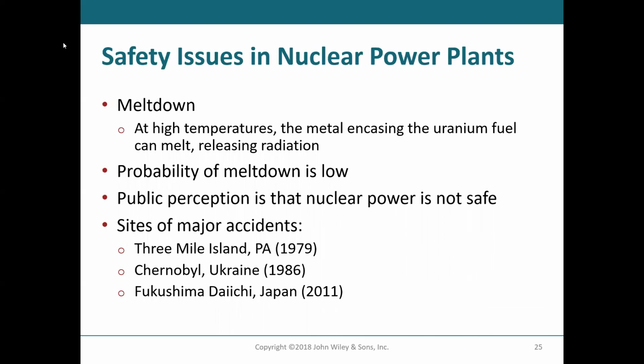Safety issues in nuclear power plants. There could be meltdowns at high temperatures. The metal encasing the uranium fuel can melt, releasing radiation. However, since the 1980s, probability of meltdown is very low. But due to 3 major incidents worldwide, the public perception is that nuclear power is not safe, even though it's pretty safe compared to the coal killing so many people. However, because of media sensationalization of these 3 events, if you ask people, they do not want nuclear power.